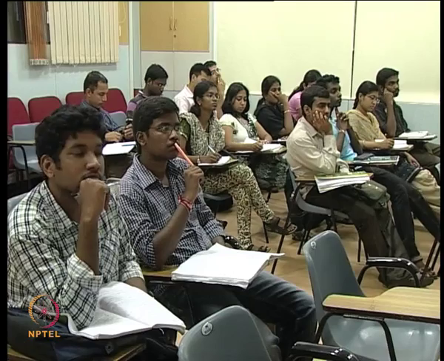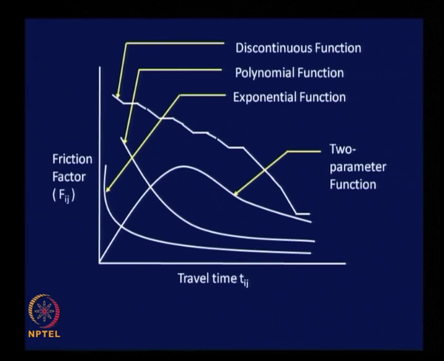Clear? So, this is how the friction factor has to be determined. You may wonder, why not take Tij itself as Fij? Why should we express Fij as a function of Tij? Can you answer this question?